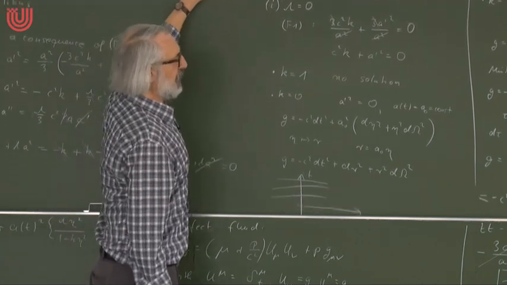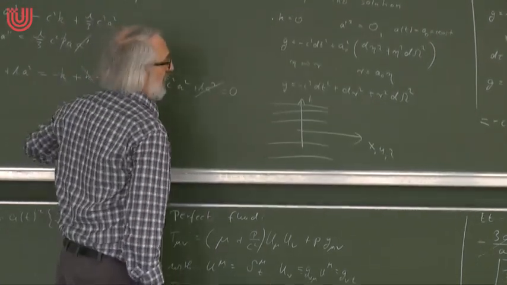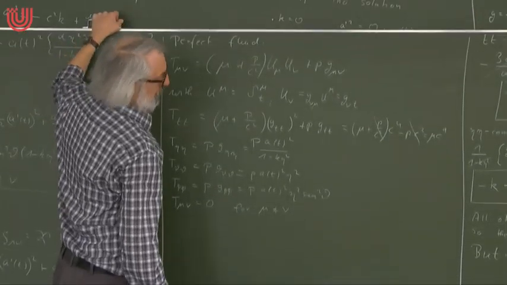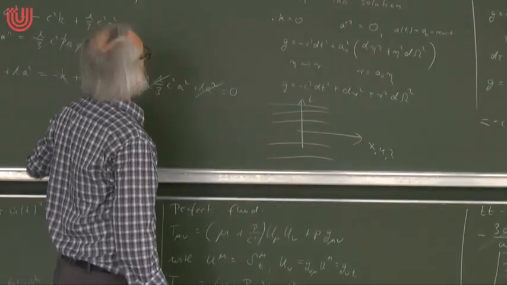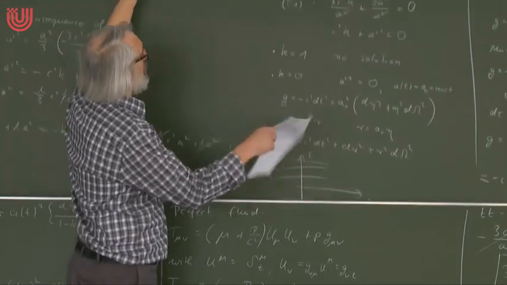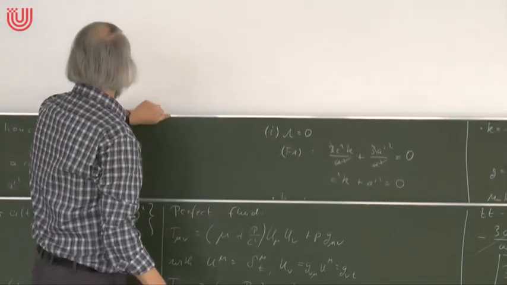Okay, that's lambda equals 0. We have done it. There's another board. So the next case is, let's do lambda bigger than 0 now.